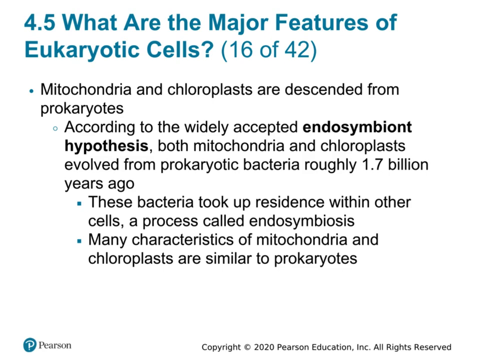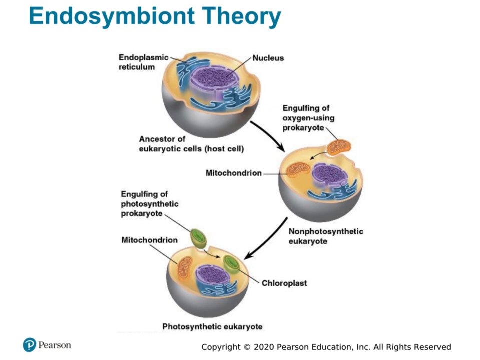But if we're talking about where they came from, we have to look to the endosymbiont theory, the endosymbiont hypothesis, where both mitochondria and chloroplasts evolved from prokaryotic bacteria about 1.7 billion years ago. They essentially took up residence within other cells, kind of early eukaryotes. So that process is endosymbiosis. And many of the characteristics of mitochondria and chloroplasts are similar to prokaryotes. They even have their own DNA.